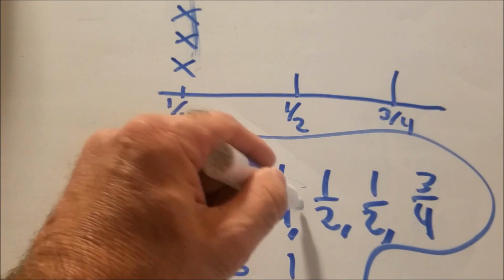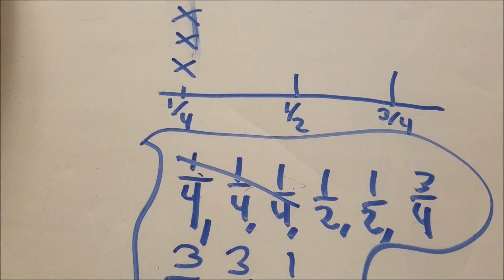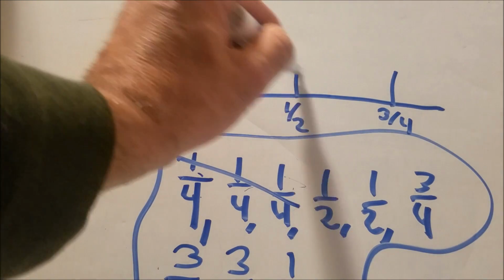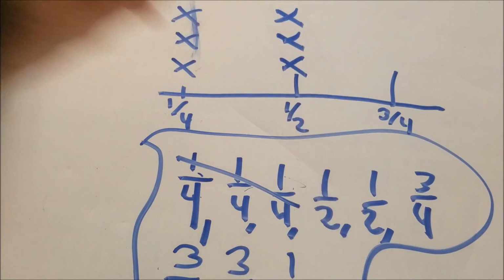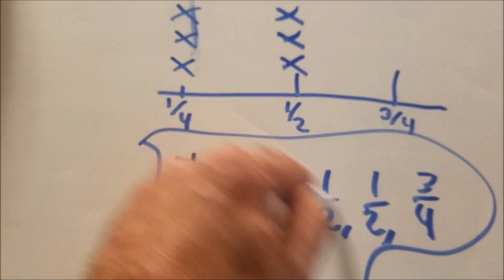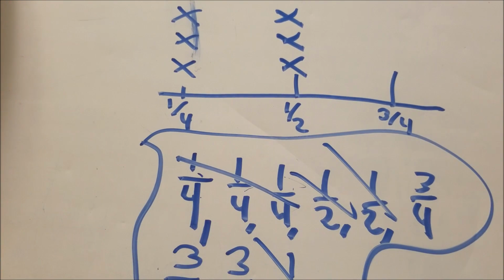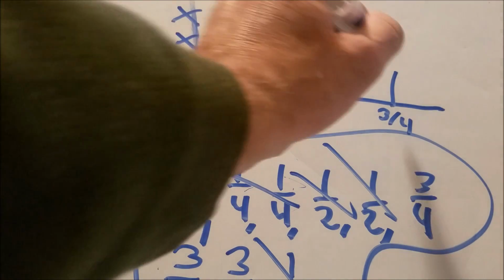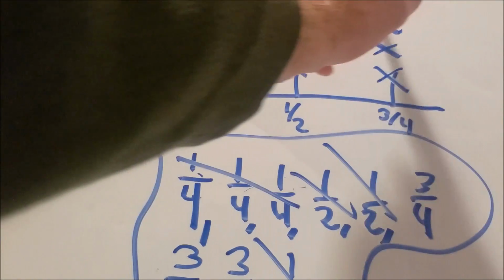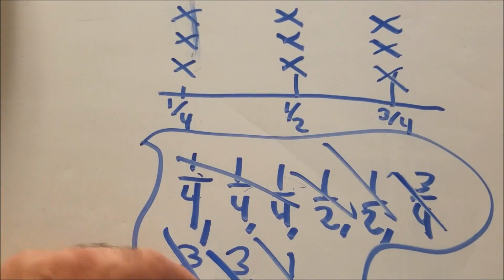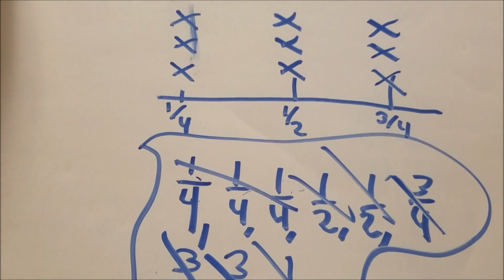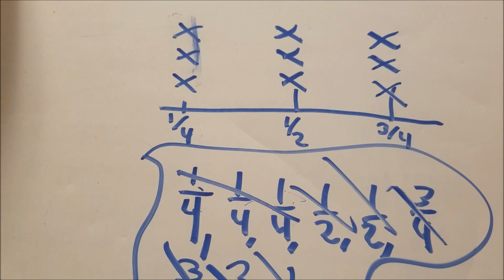So how many halves? Let's cross out the quarters. How many halves do we have? 3 also. 1, 2, 3. So let's get rid of the halves. And how many 3/4s do we have? 3 also. It's all even today. There we go. We didn't miss anything. So there is our line plot, or our dot plot.